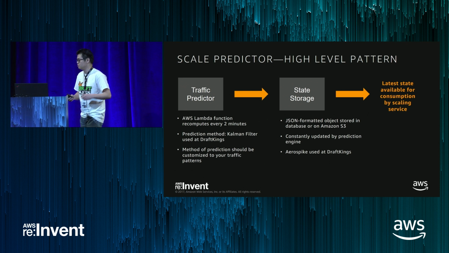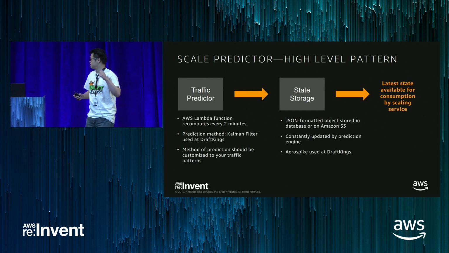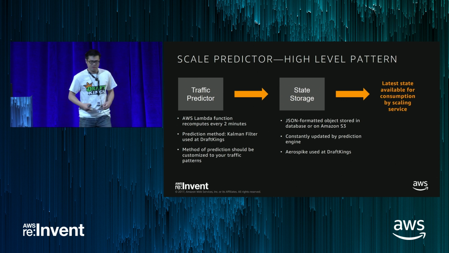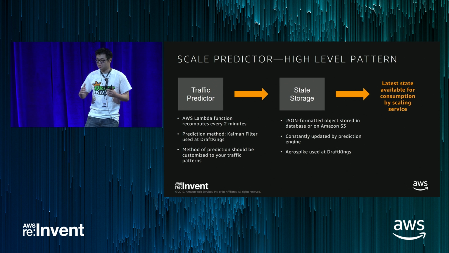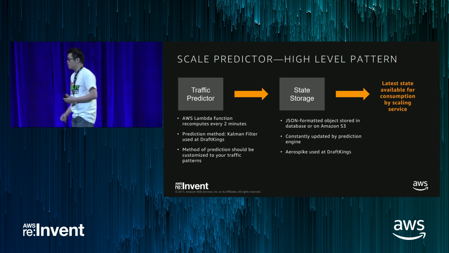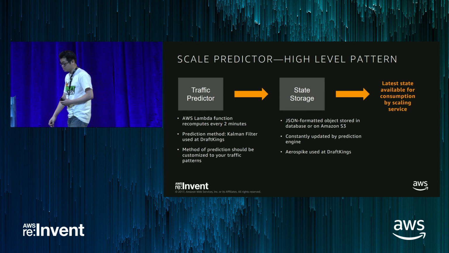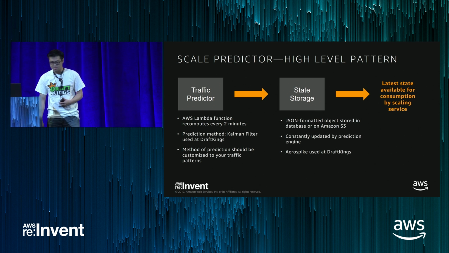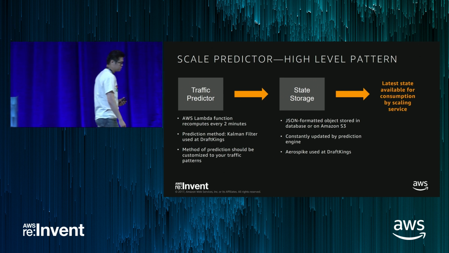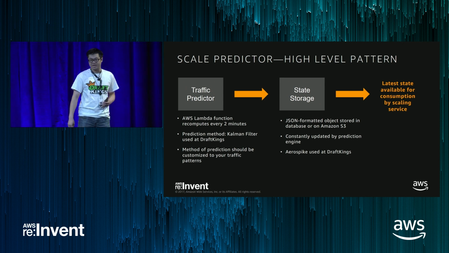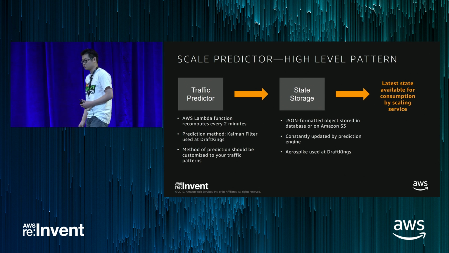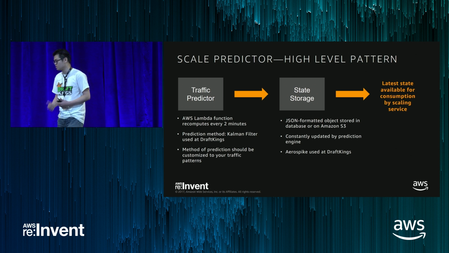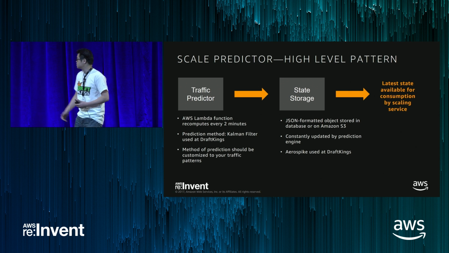Every single time this is triggered, the response is a JSON formatted object that we want to store as state that can be ingested by Noah, which is the scaling service that Eric talked about. And so we need a place to store that state. You could store that in S3. You could also put that in a database. We actually put that in Aerospike, which is a schemaless database that's very friendly towards JSON formatted objects.